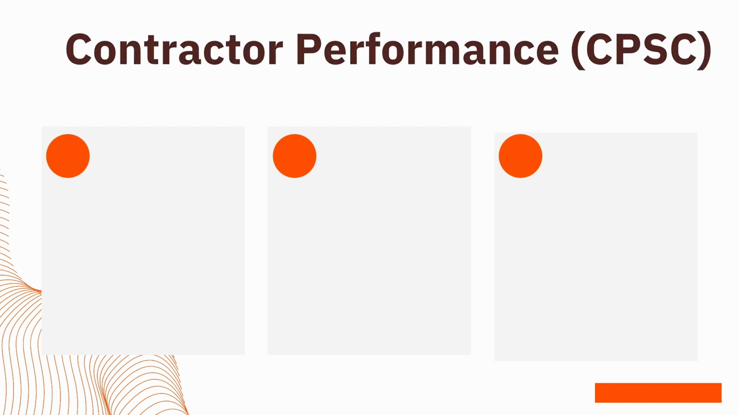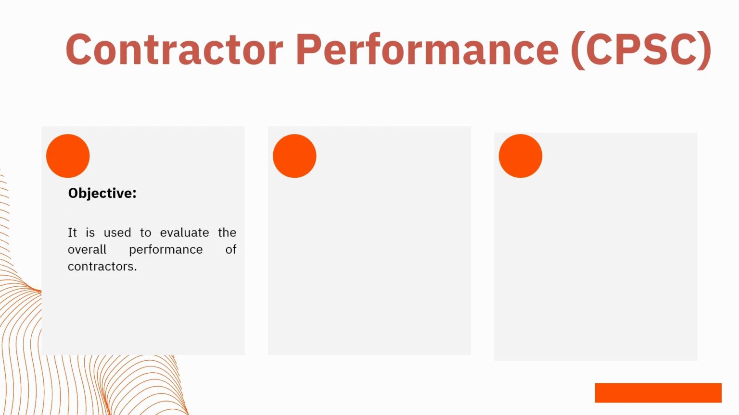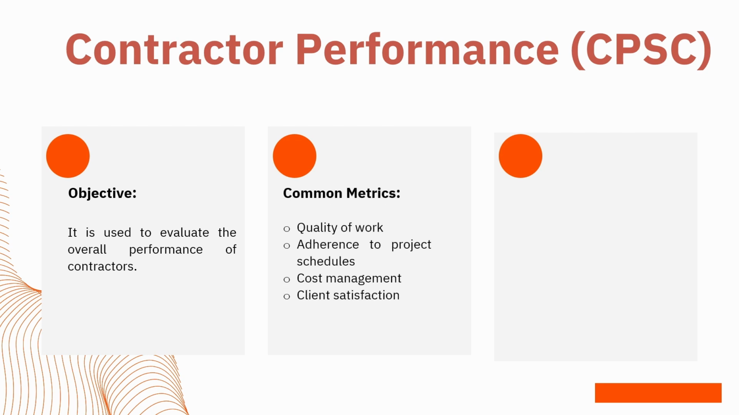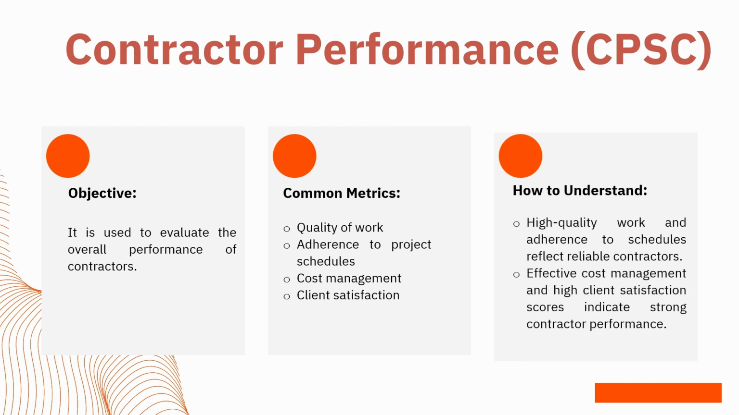Lastly, let us look at contractor performance KPIs. Contractor performance KPIs, or Contractor Performance Scorecards, CPSC, evaluate the overall performance of contractors. The common metrics used to evaluate contractor performance include quality of work, adherence to project schedules, cost management, and client satisfaction. We can gain insightful information through these KPIs, such as high-quality work and adherence to schedules reflect reliable contractors, while effective cost management and high client satisfaction scores indicate strong contractor performance.